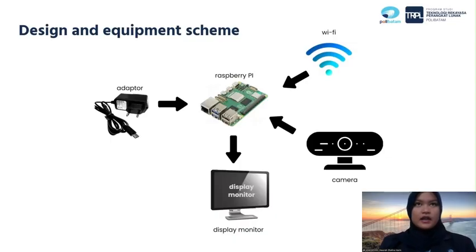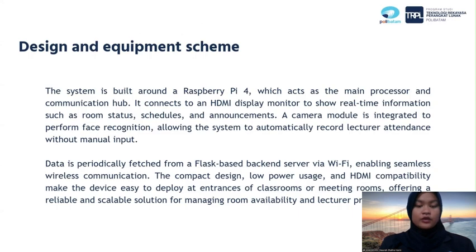And this is our design and equipment scheme. The first, the system uses a Raspberry Pi 4 as the central controller, connected to an HDMI display for showing real-time room status, schedule, and messages. A camera enables face recognition to automatically record lecturer attendance. Data is retrieved from a Flask-based backend over Wi-Fi, supporting wireless updates. Compact, low power, and easy to maintain, it is ideal for installation at a classroom or meeting room entrance.